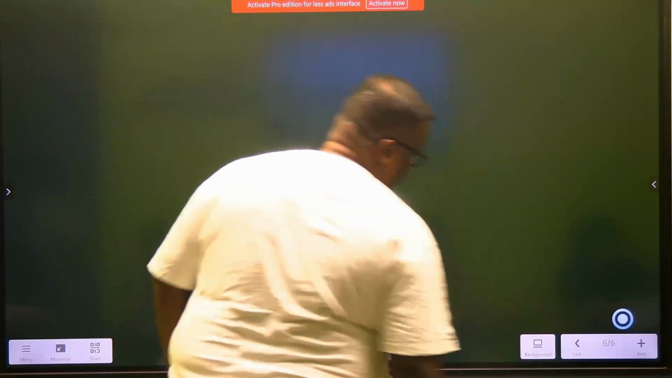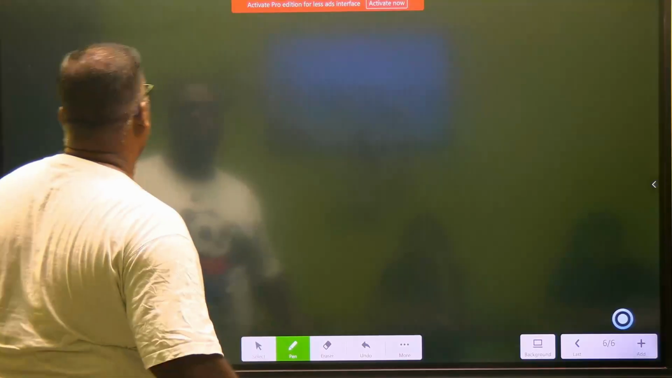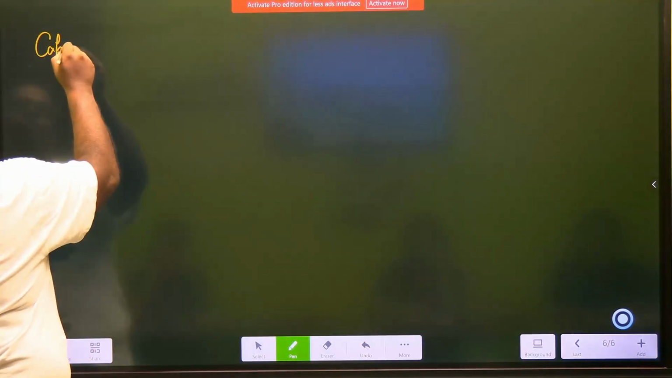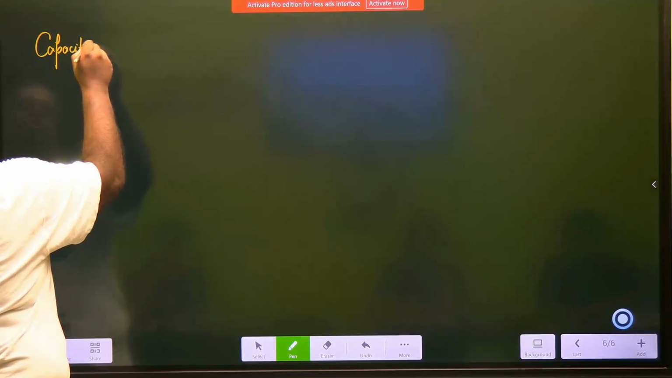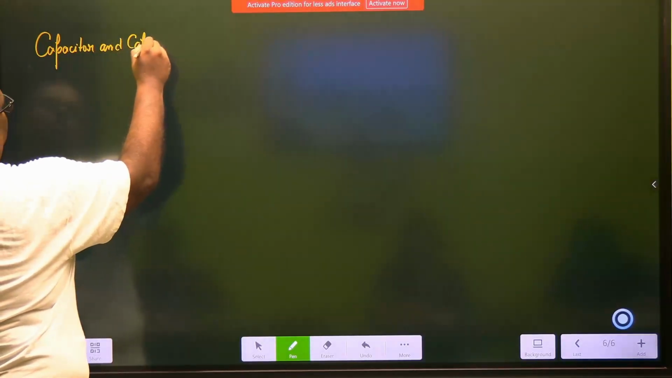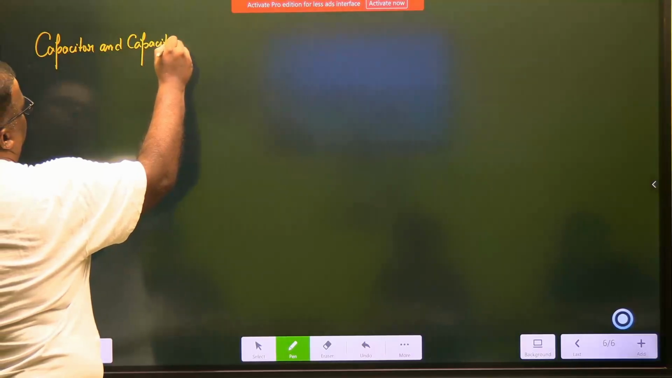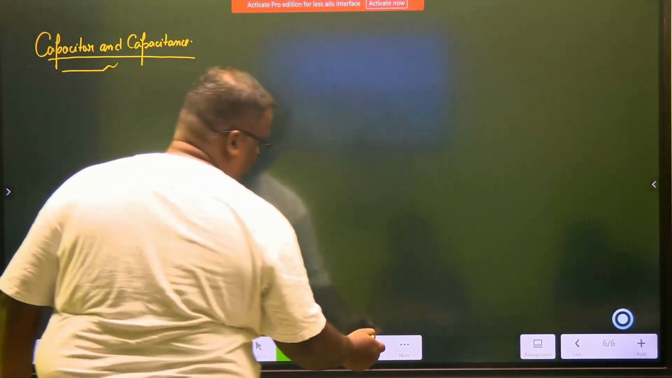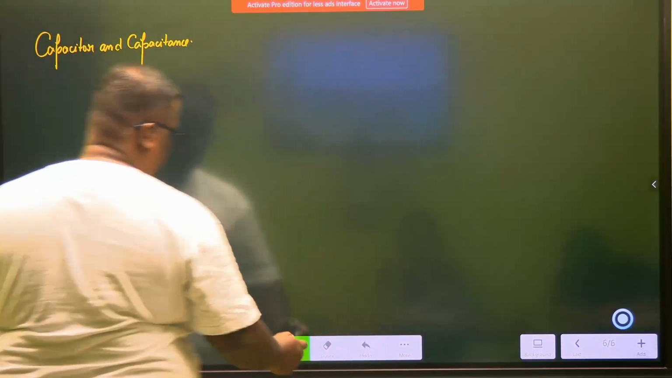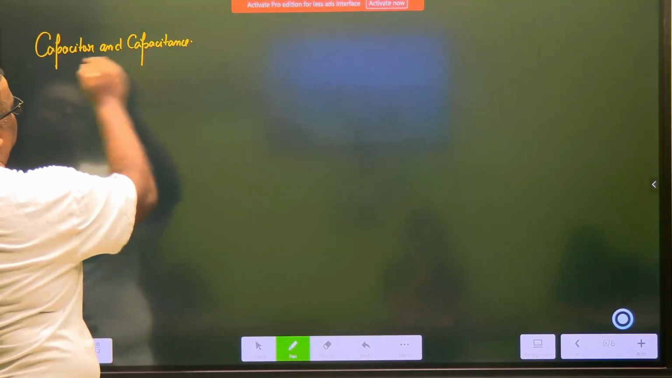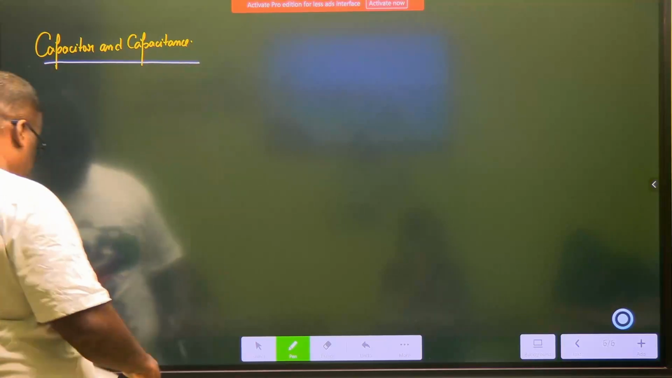Our next topic of discussion is capacitor and capacitance. Capacitor and capacitance. You will again see capacitors when you study AC circuits, not now. Capacitors and capacitance.